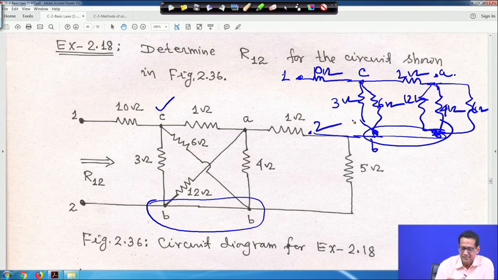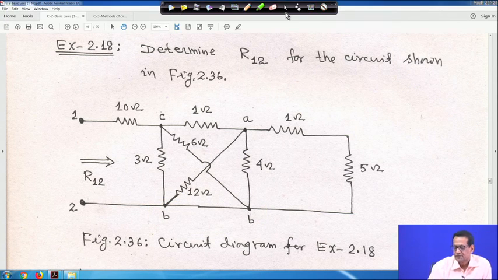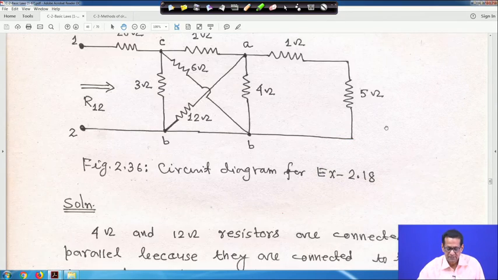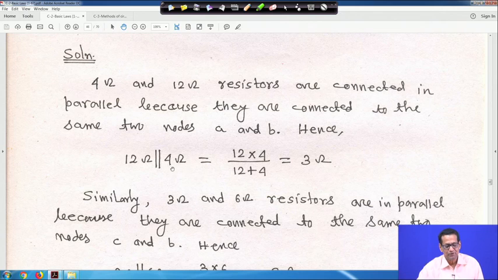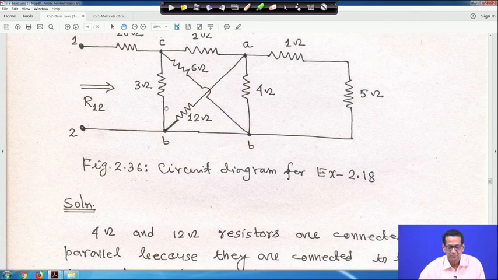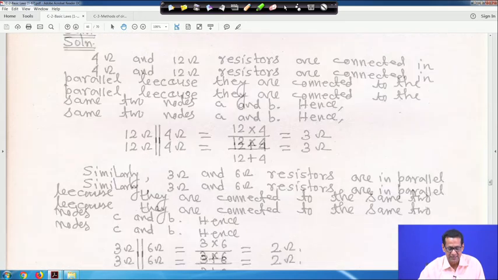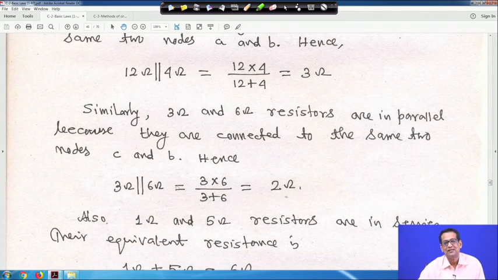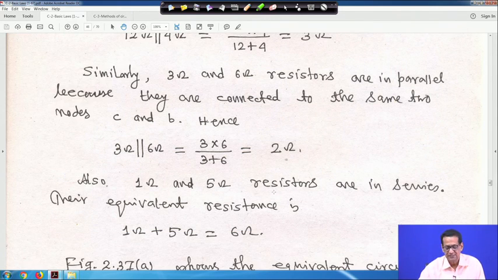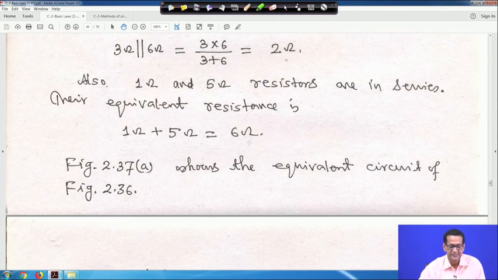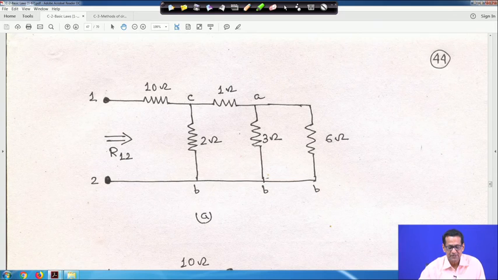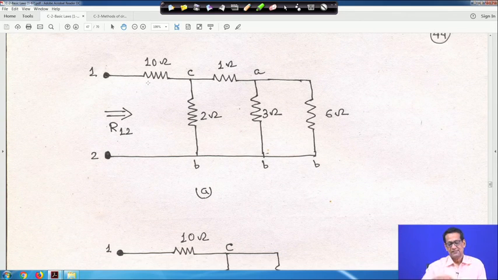So that means 3 and 6 are in parallel, 4 and 12 are in parallel. So, I am cleaning it. When we write 12 and 4 ohm are parallel, we write 12 into 4 upon 12 plus 4, so 3 ohm. Similarly 3 ohm and 6 ohm are in parallel, so 3 into 6 upon 3 plus 6, so 2 ohm. And 1 ohm and 5 ohm, these two are in series, as I showed you in the equivalent circuit. So this is 6 ohm.